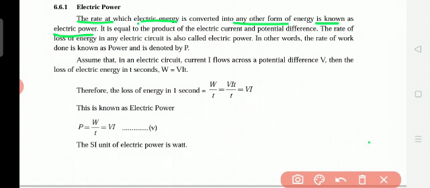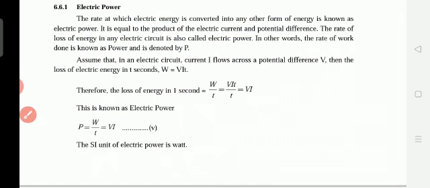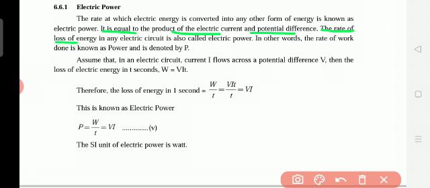And in the motors, electric energy changes into mechanical energy. So that is the electric power. When electric energy is changing into another energy, it is called electric power. It is equal to the product of the electric current and potential difference. The rate of loss of energy in any circuit is also called electric power.